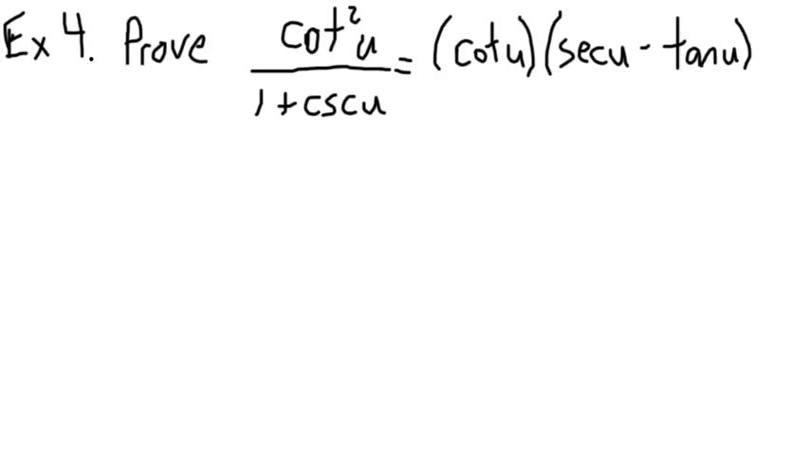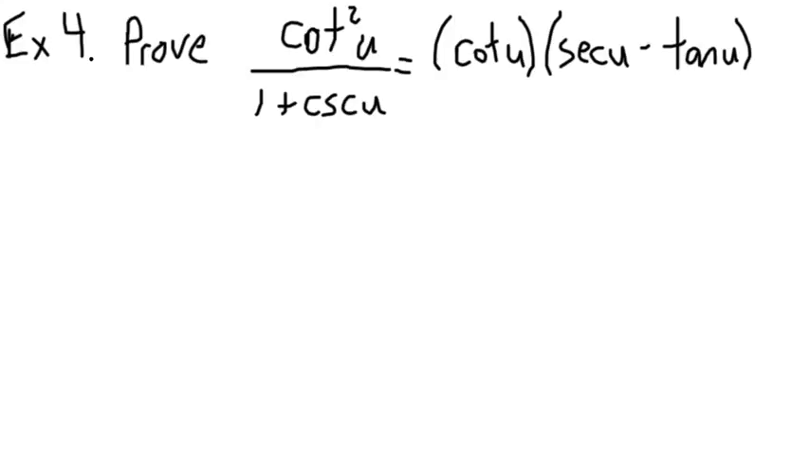Example 4, we want to prove cotangent squared u divided by 1 plus cosecant u is equal to cotangent u times the quantity secant u minus tangent u. Okay, this is a fairly complicated problem, and first, we're going to start with the left side of the equation because we have a fraction with two terms in the denominator, slightly more difficult.